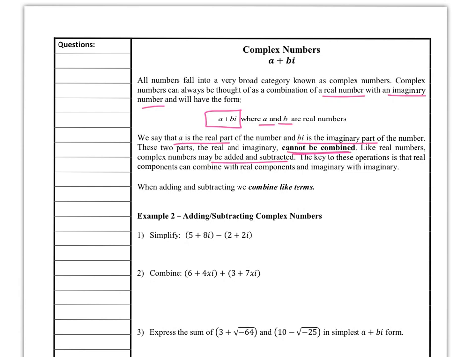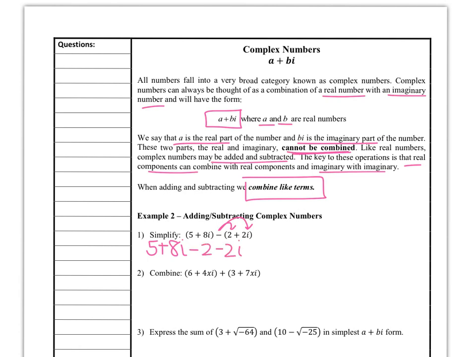The key to this is that the real components can be combined with real components and then imaginary with imaginary. So we want to make sure that we are combining like terms here. So in this first example, it says simplify 5 plus 8i minus this whole entire quantity. So of course your first step is to distribute that negative. So now we have 5 plus 8i, and we can drop parentheses at this point, minus 2 minus 2i.